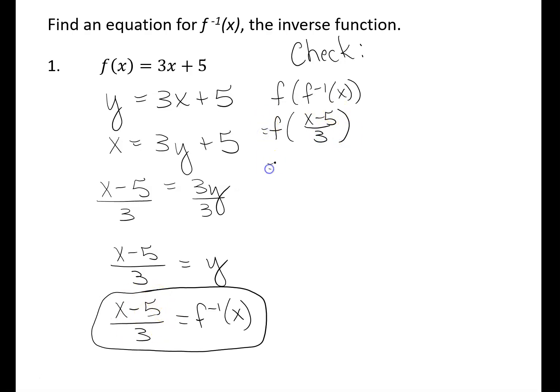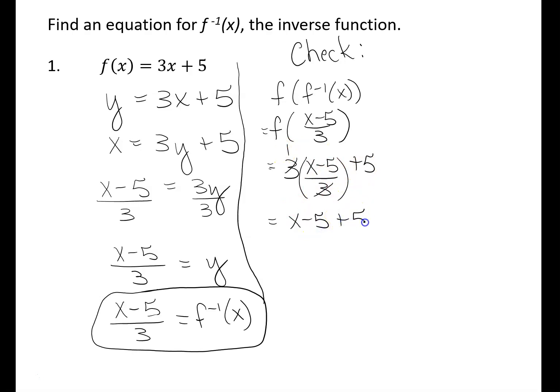So then when we go, let's kind of separate this. When we go to f, we've got a 3, and then we're replacing x with x minus 5 over 3 and a plus 5. So to simplify that, we divide out the 3's, 1 times x minus 5, and bring down the plus 5. Combine like terms, and we do get x. So far, so good. Okay, that's what we need to get. And then the next step would be, okay, try it the other way.